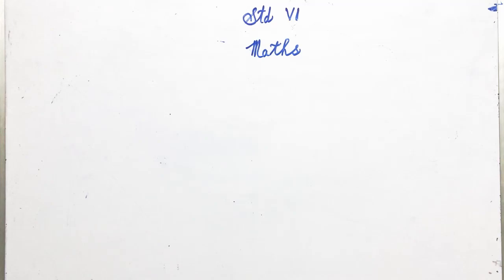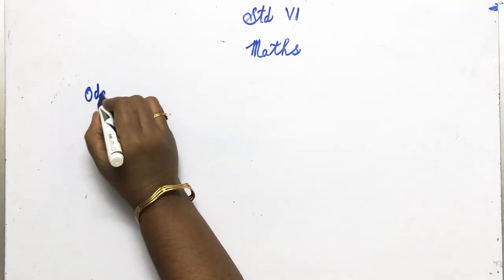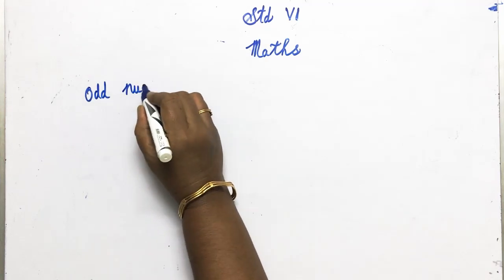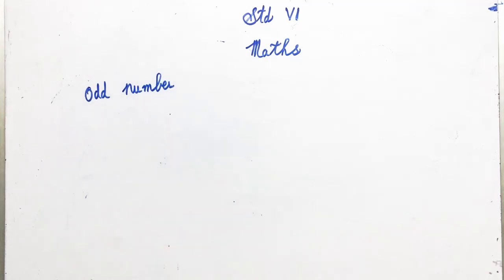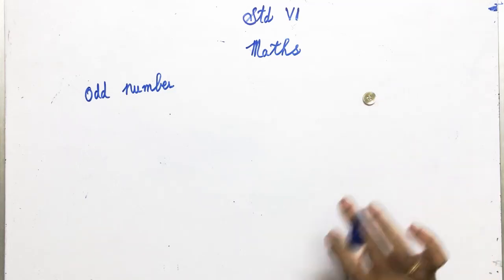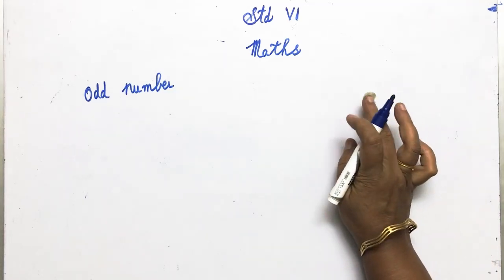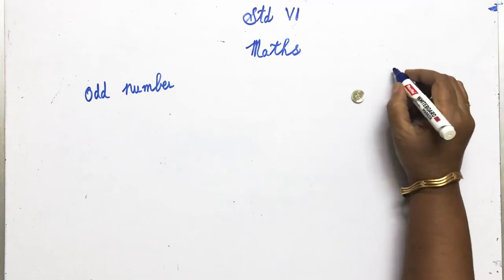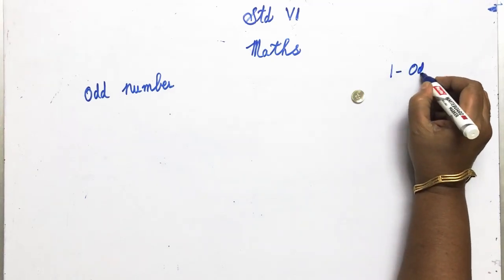In the lower classes you have studied odd numbers and even numbers, and let us have a quick recap. First we shall see what is an odd number. Now I have taken one button. This is number 1. Can you group it in twos? We cannot group in twos. So number 1 is an odd number.